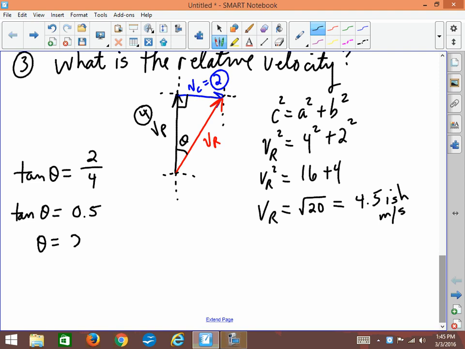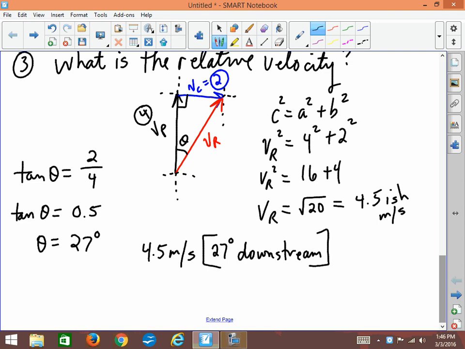Now it's about 27-ish degrees, 26.5-ish, 26.6, 27 degrees. So my answer for the relative velocity could be 4.5 meters per second at an angle of 27 degrees. Now I could do north 27 degrees east, but I didn't really know if that was north or south or east. Rivers can be in any direction. So I think the easiest way to do that would be 27 degrees downstream. 27 degrees towards downstream, which is the way the current flows, right? Upstream is against the current. So that's probably good enough.